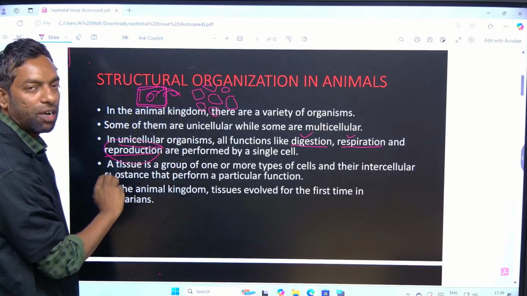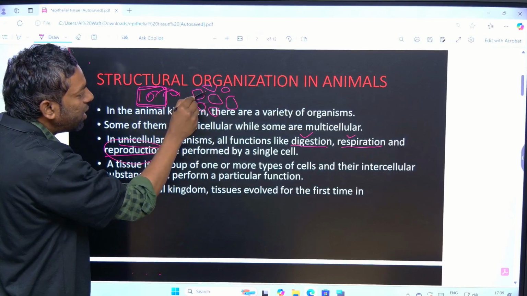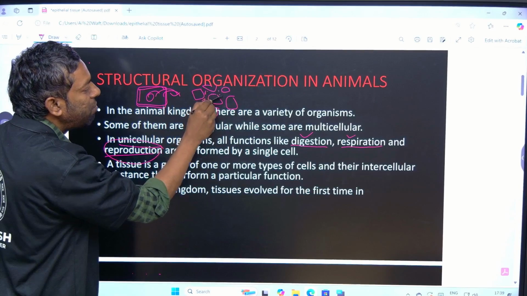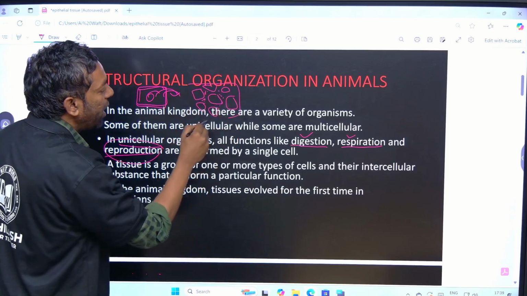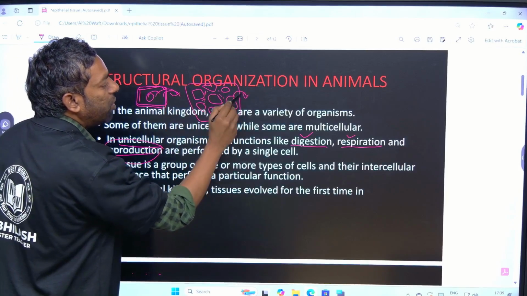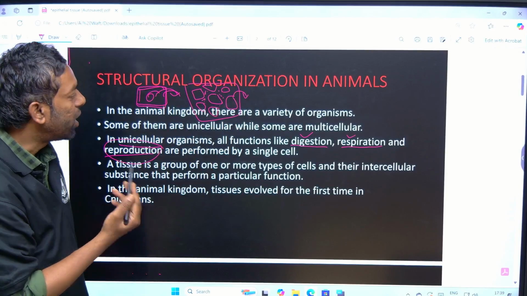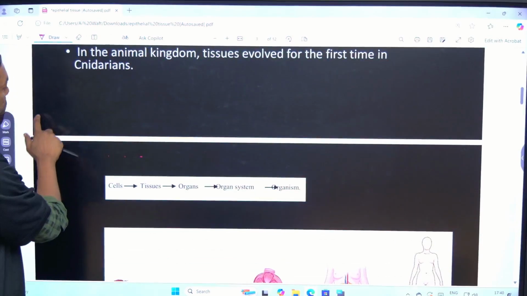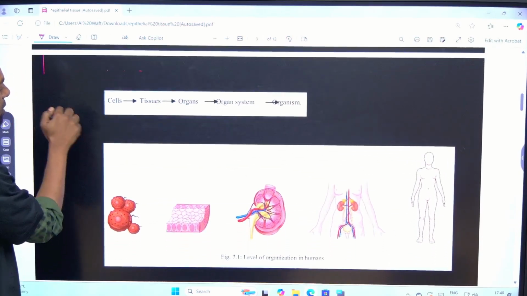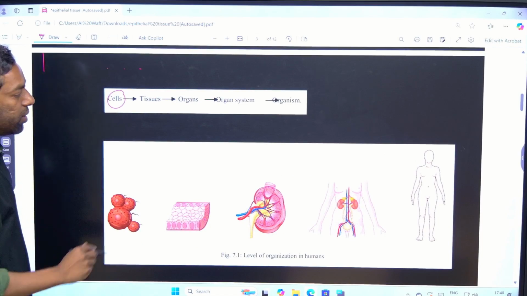This group of similar types of cells, within their intercellular matrix, meaning there is a space between the cells, performs a specific function, and we can call it tissue. So, this is the cell. This is the cell.